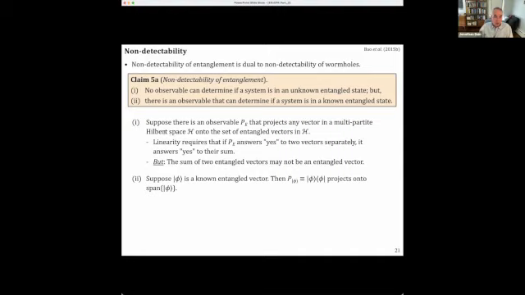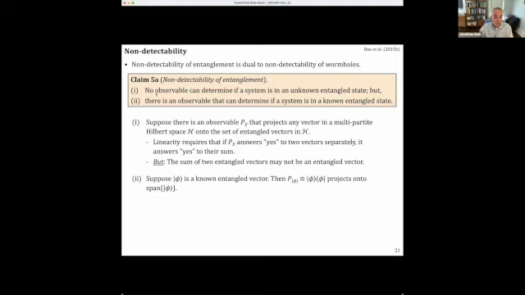Linearity requires that PE answers, say, yes to two vectors. If it answers yes to two vectors separately, it should answer yes to their sum, right? If it says vector A and vector B are entangled, then it should say the sum of vectors A and B is entangled. But the point now is that the sum of two entangled vectors may not be an entangled vector.